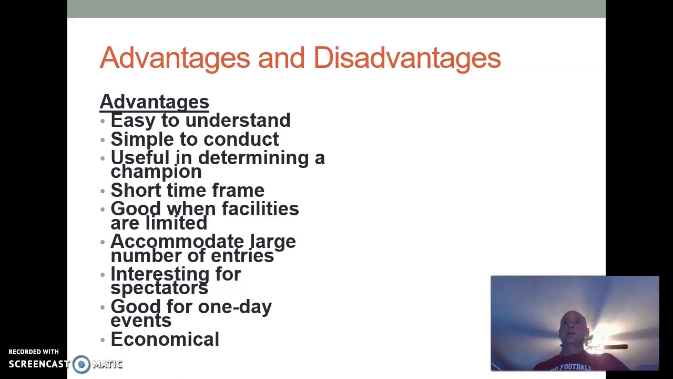It's good when facilities are limited, since you can knock it down in a short period of time. It helps if you're limited in your ability to have facilities. It accommodates a large number of entries. Again, working together with facilities, this is nice. We can get a whole lot of people, or a whole lot of teams, through these tournaments, and it's not such a drain on facilities.